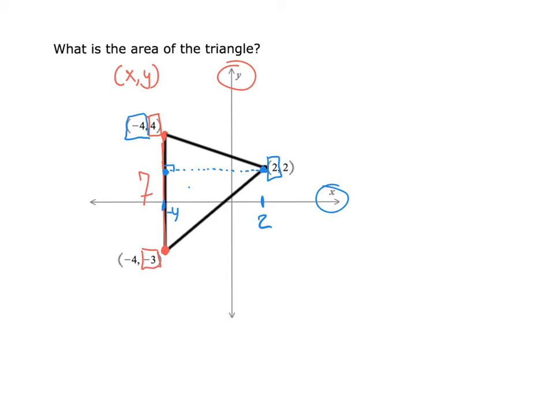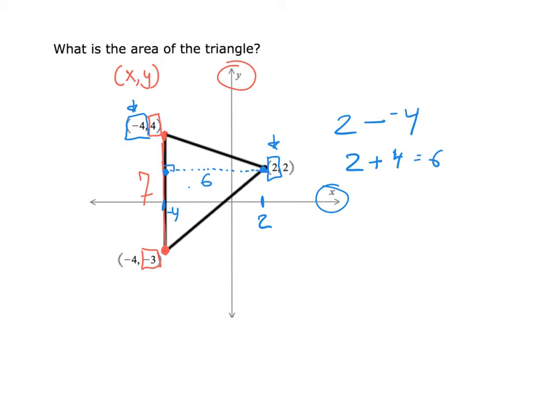Or I could use the mathematical method. What is 2 here? To find the distance, I always subtract, and my next number is -4. 2 subtract -4 is 2 plus 4, which is 6. So my width here is 6.